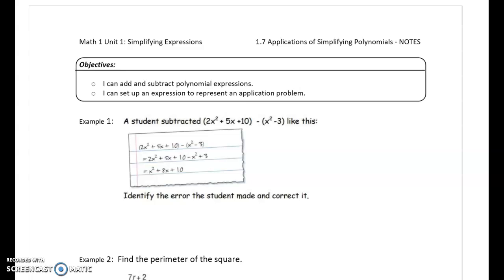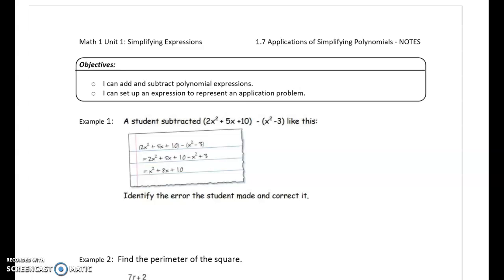All right, moving on to section 1.7, where we're going to have applications of simplifying polynomials. After this lesson, you should be able to add and subtract polynomial expressions, and you should also be able to set up an expression to represent an application problem. So let's take a look at example number 1.